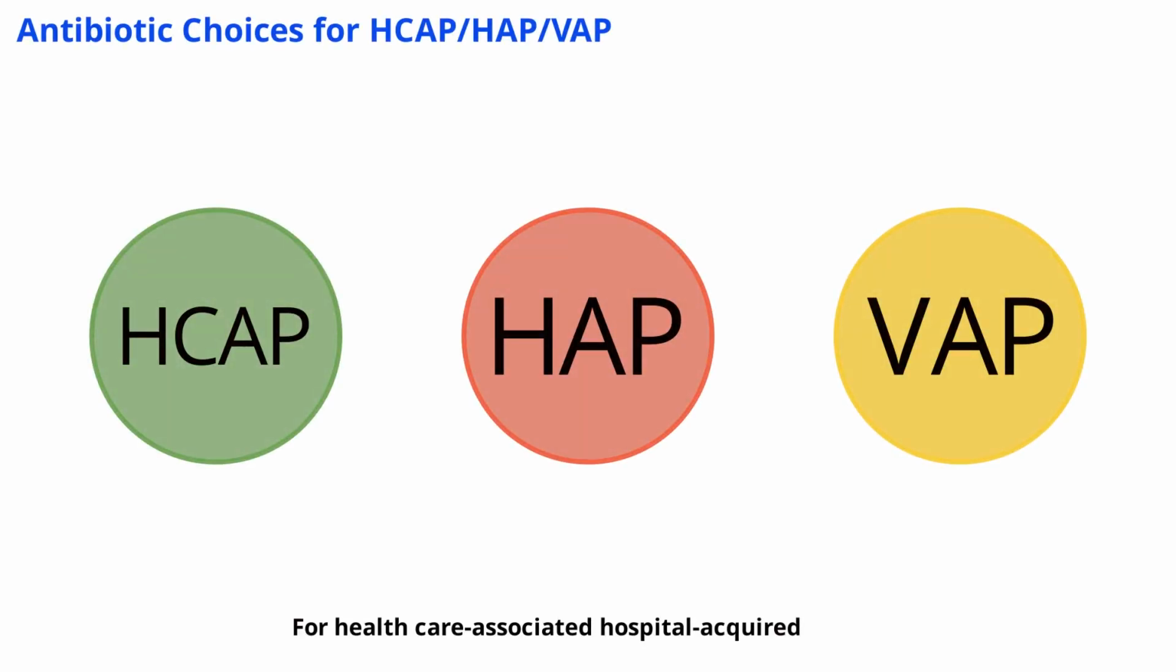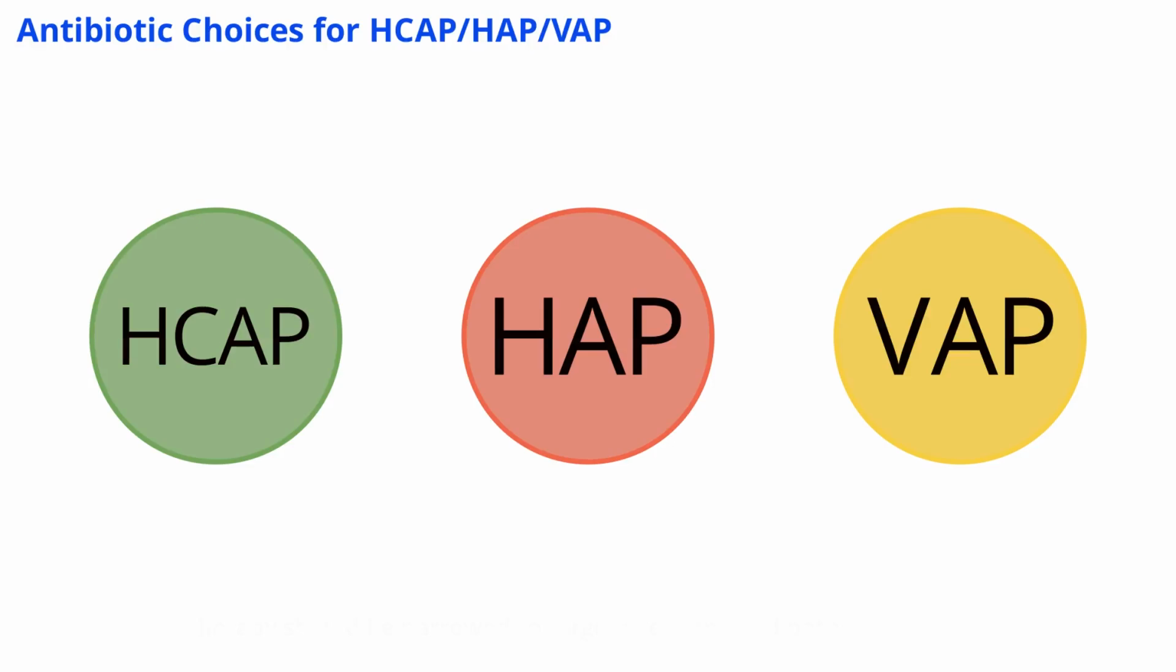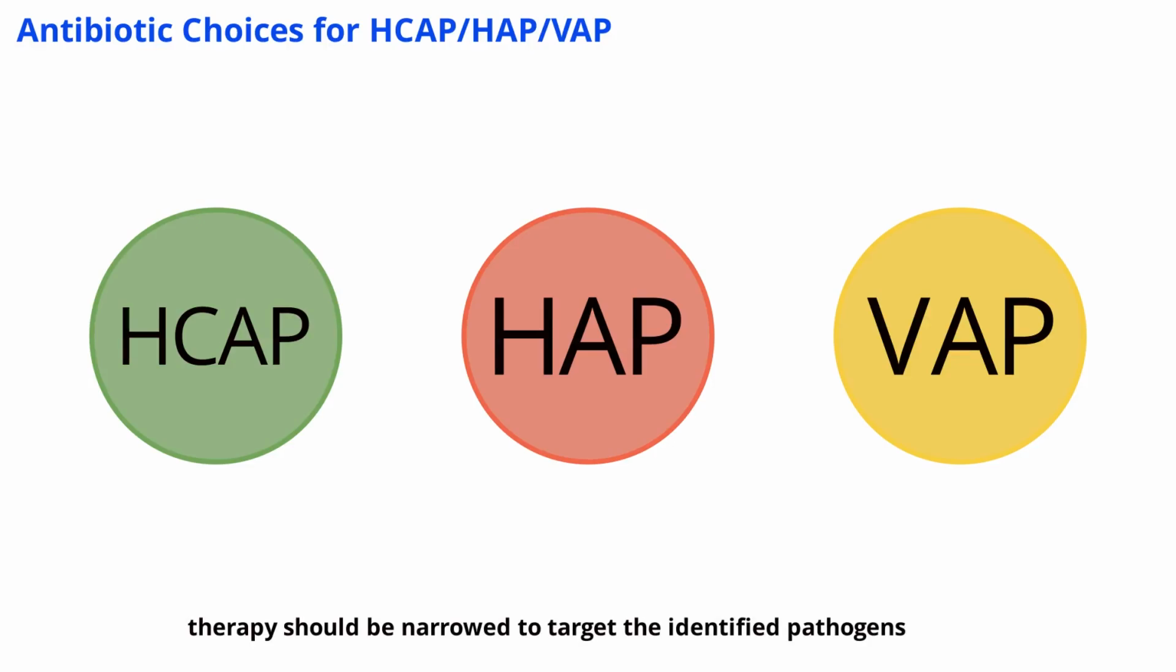In healthcare-associated, hospital-acquired and ventilator-associated pneumonia, empirical antibiotic therapy is broad-spectrum to cover resistant organisms. Once culture and susceptibility results are available, therapy should be narrowed to target the identified pathogens. The timing of onset and risk factors for multidrug-resistant organisms are key considerations in antibiotic selection.